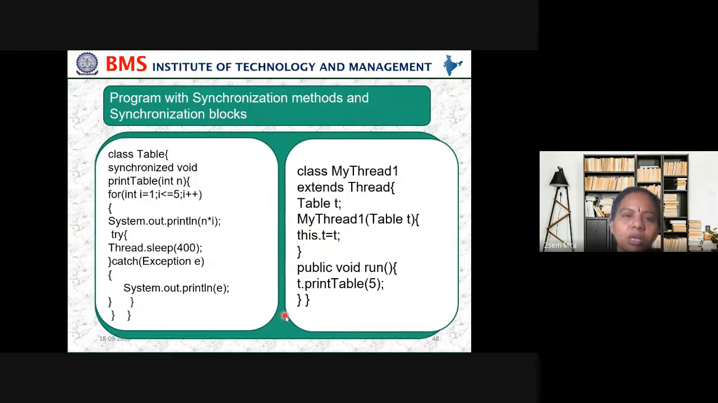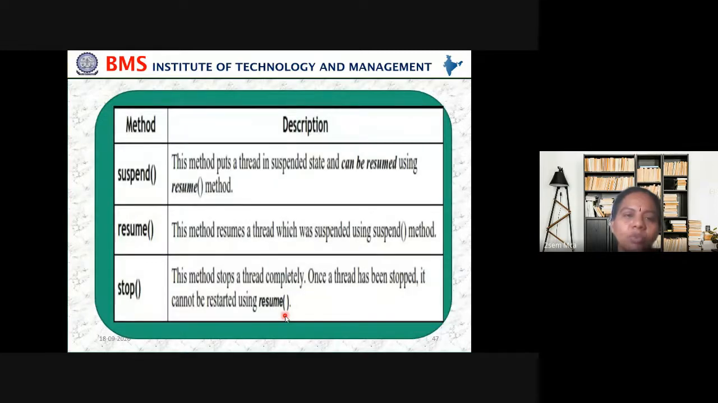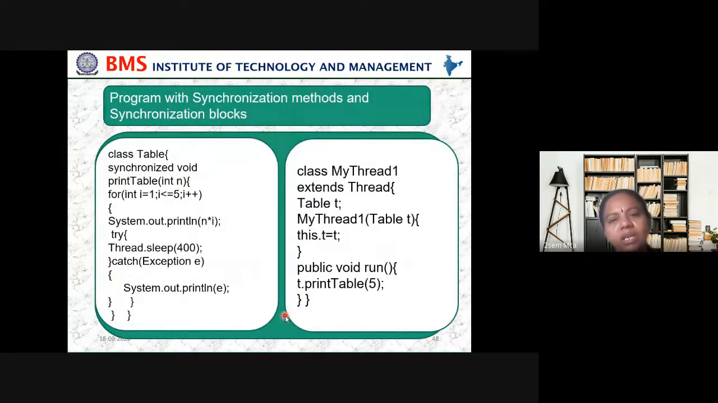Let us see one small program, with a synchronized method and a synchronized block. You can see here class Table with the synchronized method printTable. In that, we are printing n times i, where n is the value we have passed. The i repeats in the for loop, starting from 1 and running while it is less than 5. It keeps repeating: System.out.println n star i.